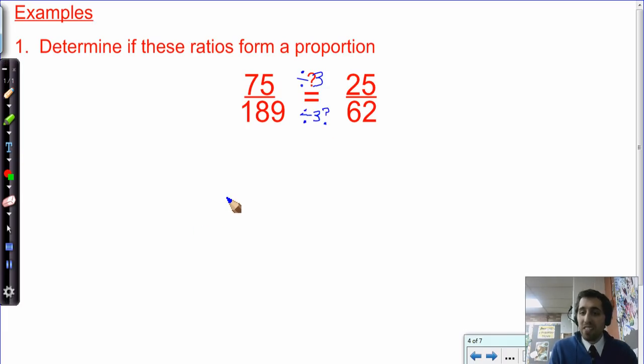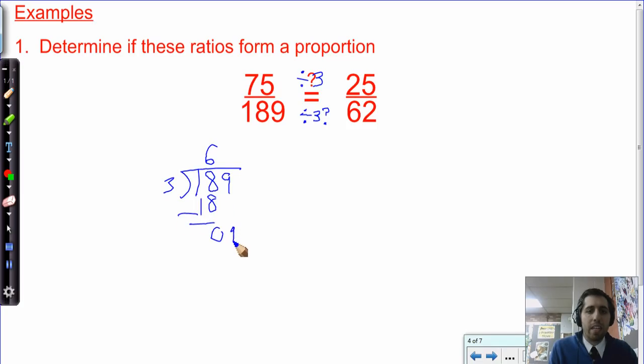If we divided numerator and denominator by the same number, then we have a proportion. But let's check. 189 divided by 3, is it going to give us 62? 3 goes into 18 6 times. Okay, we're close. 3 goes into 9 3 times. So it's not 62. In fact, it's 63. So these are not a proportion. It's close, but that's not a proportion. So we should write that no proportion.